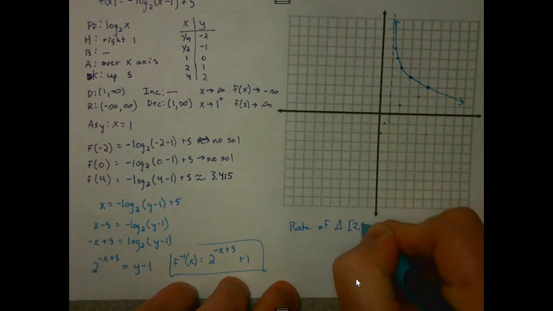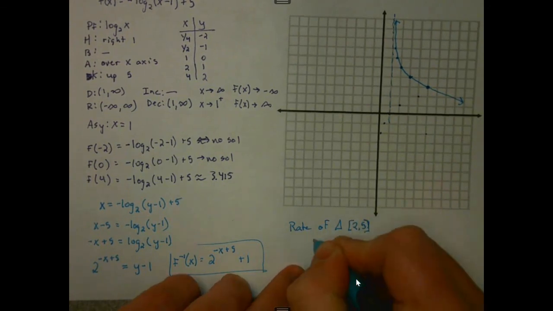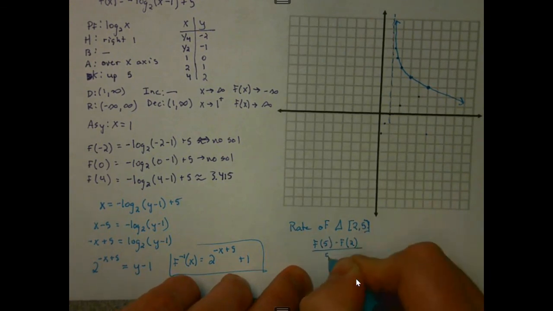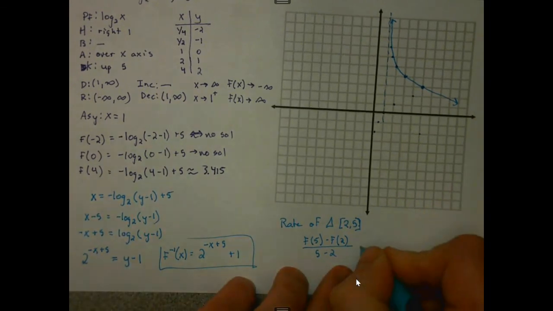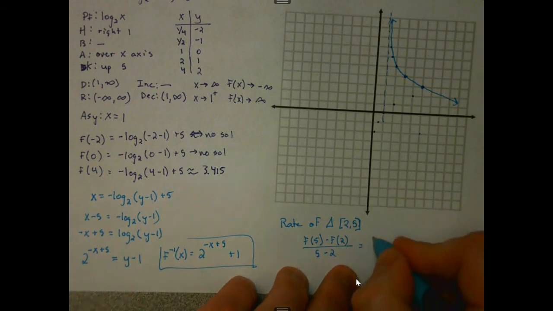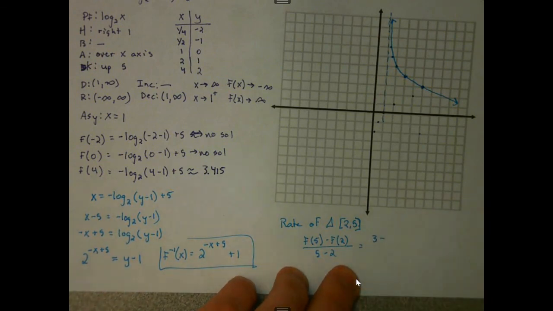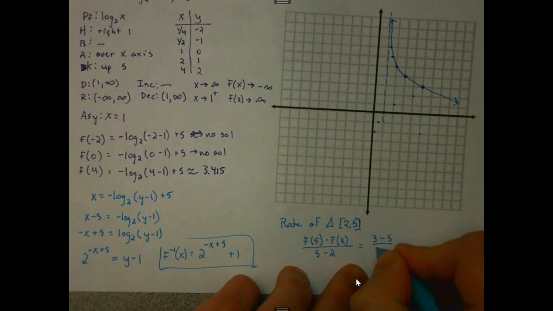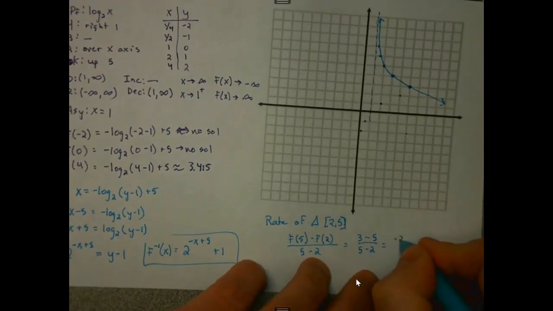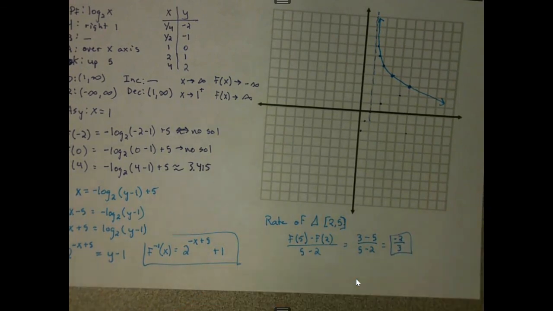And lastly, we have the rate of change from 2 to 5. So that's f of 5 minus f of 2 over 5 minus 2. And that would be f of 5 is 3 minus f of 2 is 5 over 5 minus 2. So that would be negative 2 over 3. And we could leave it like that. Okay. Not often does it work out with integer numbers, so that was nice.